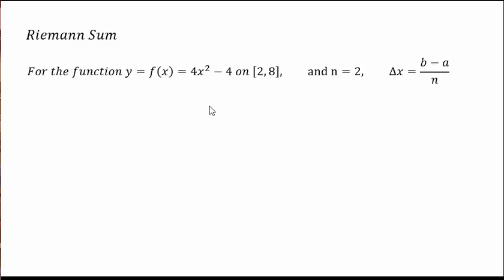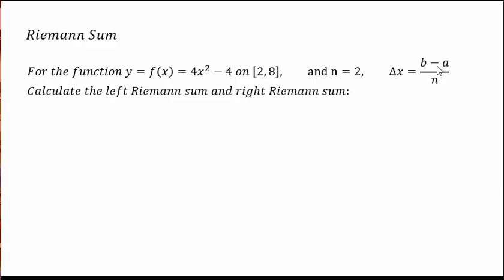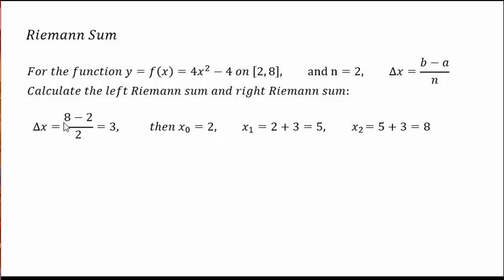Now let's talk about Riemann sum. So let's say you have a function f of x equals 4x squared minus 4 on the interval 2, 8, and you have two divisions. That's what n represents. First, we can find delta x, which is our step variable. To do this, we subtract the upper bound minus the lower bound and divide it by the number of divisions. So we get delta x equals 8 minus 2 over 2, which is 3.